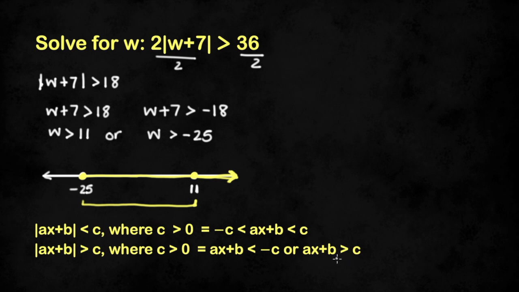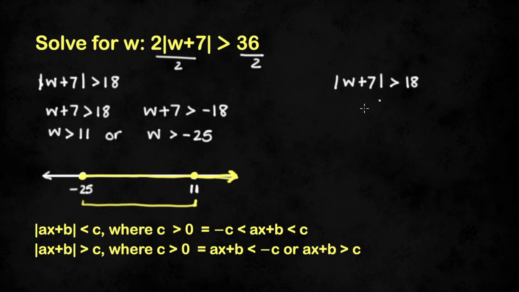Now, let's try solving this inequality given this rule of thumb. The first step remains the same. Isolate the absolute value expression. Once again, that leaves us with the absolute value of w plus 7 is greater than 18.